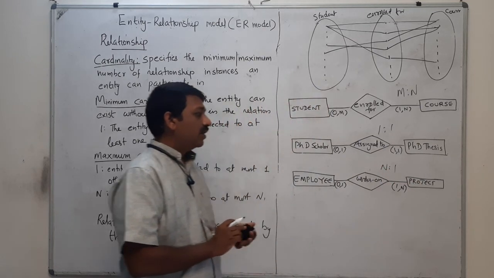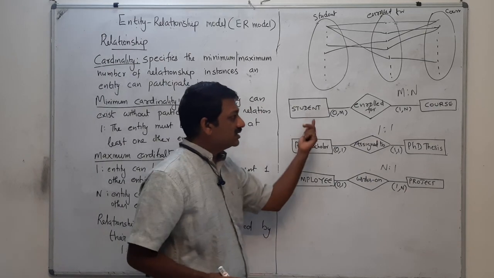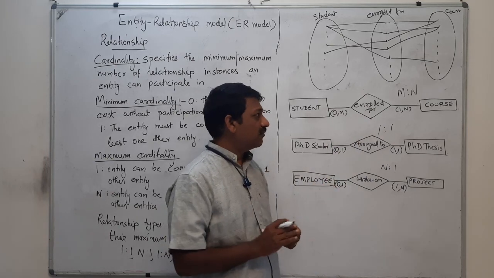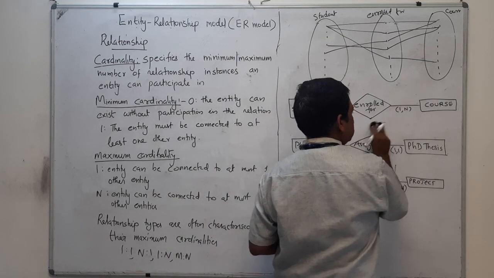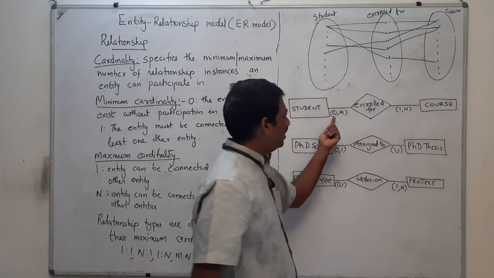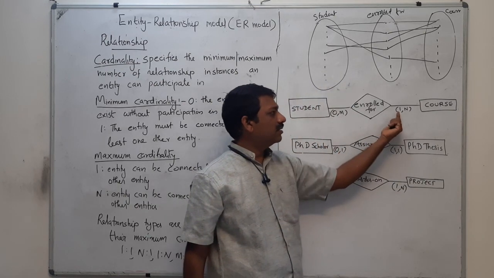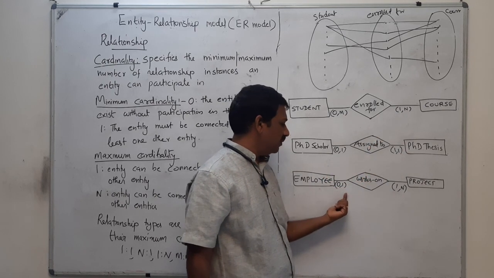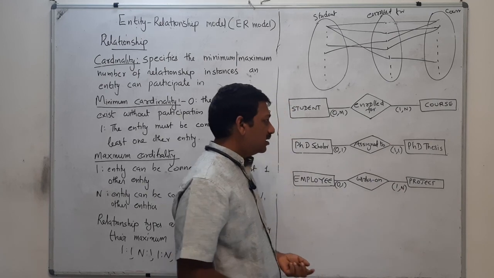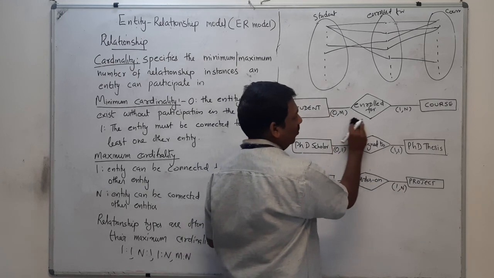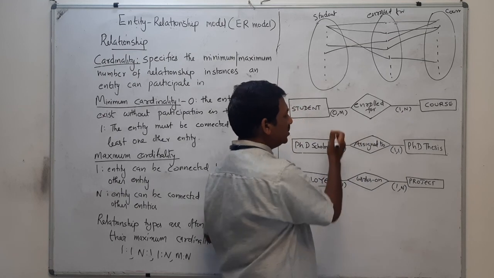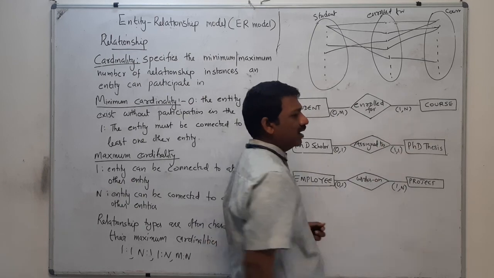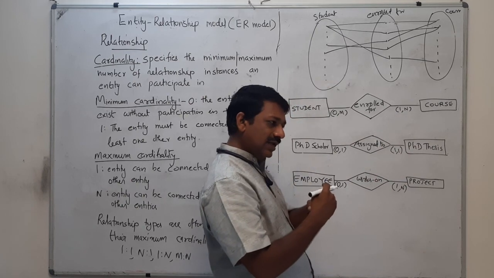So when we are designing, this is one way of representing this. Another way of representing this relationship is, instead of giving minimum and maximum cardinality at each end, writing it in another way.